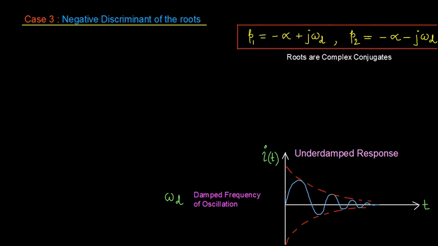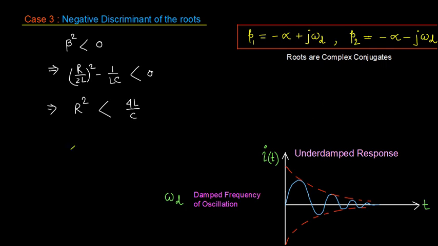Case 3, when the discriminant is less than 0, that is, negative discriminant of the roots, that means beta square is negative, beta square is less than 0. So beta square is (R by 2L) whole square minus 1 upon LC, which is less than 0. From that we can write R square is less than 4L by C. From that we can obtain zeta is less than 1, damping ratio zeta is less than 1. And the corresponding roots will be in this form. Since beta square is negative, omega d square can be written as minus beta square. So these are the roots.